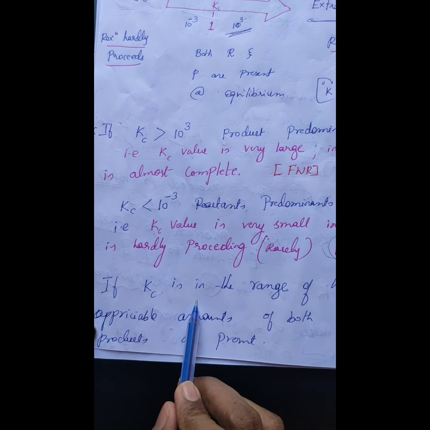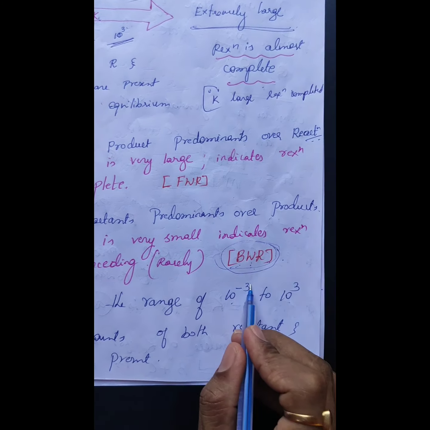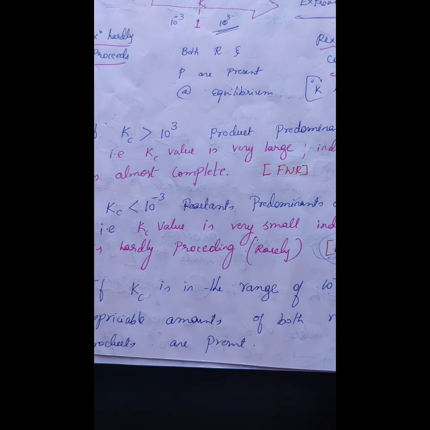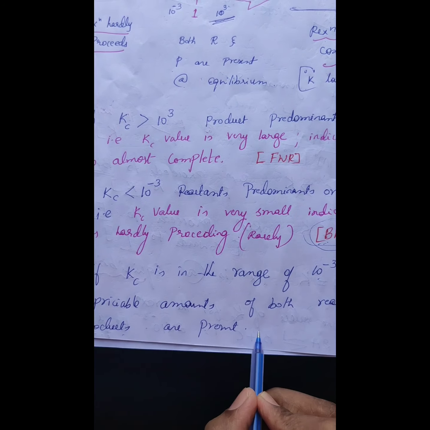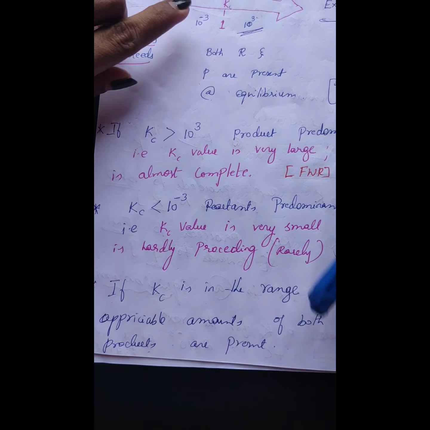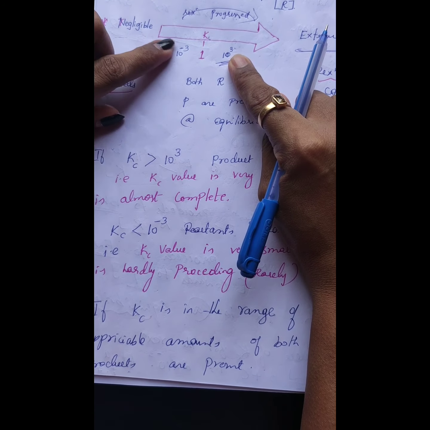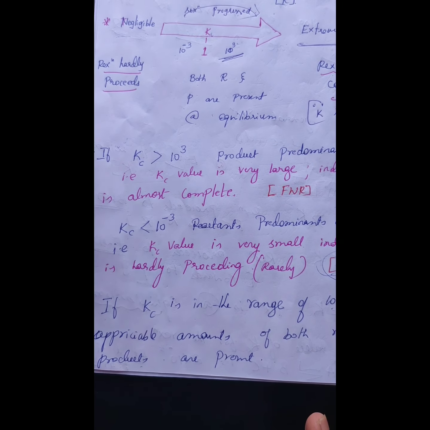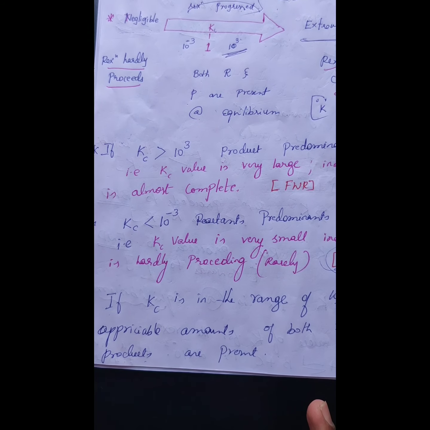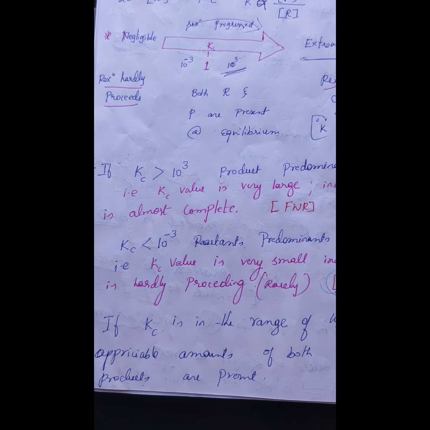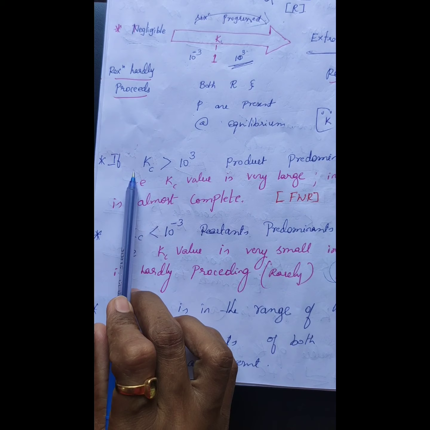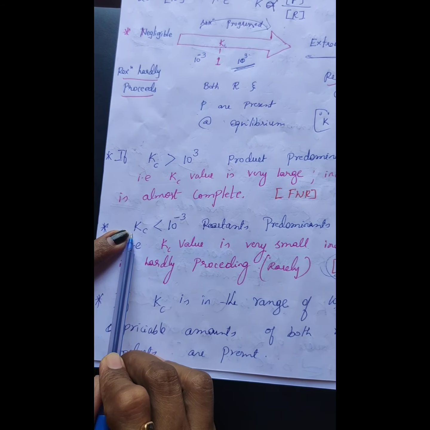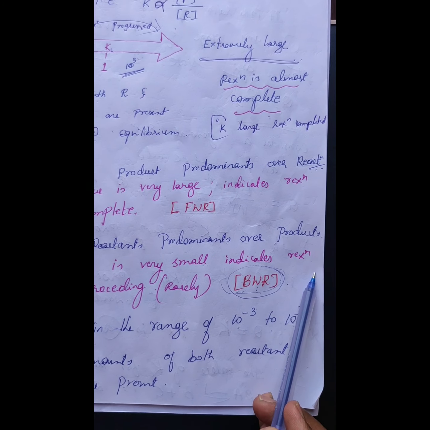Similarly, if Kc is in the range of 10 to the power minus 3 to 10 to the power 3, an appreciable amount of both reactants and products are present. That is, both reactants as well as products will be available in the reaction media. So the conclusion is that if Kc is greater, product is more. If Kc is less, reactant is more.